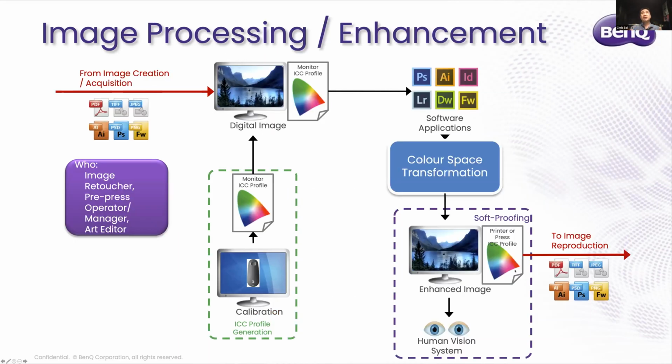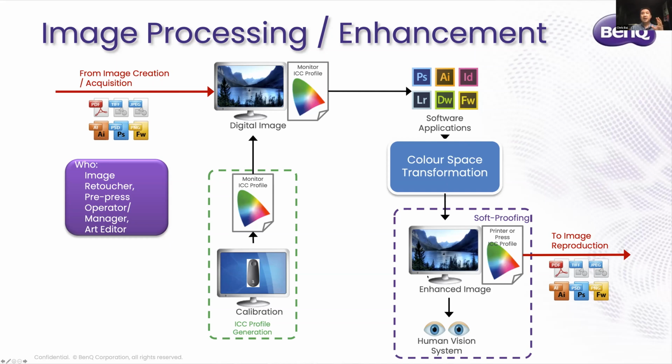And the second stage, image processing and enhancement. This is, I would say, the most important and most efficient part of color management, because in this part we can actually do a lot before we do the reproduction. Once we have the file from the image creator, we will examine the file on the monitor, and then we can use software like Photoshop to do soft proofing, which we'll introduce later on in today's webinar.